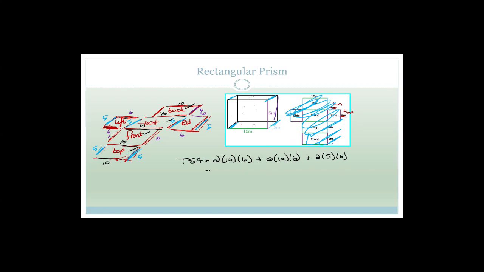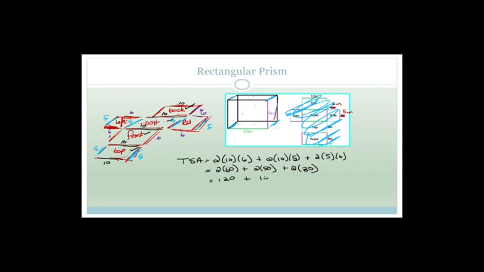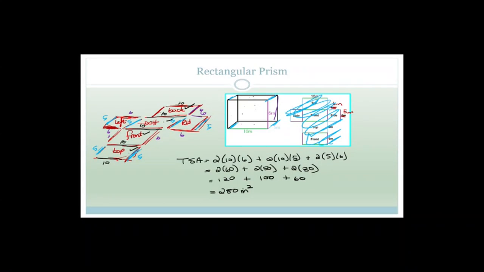That's what we're doing here, which in this case would be 2 times 60 plus 2 times 50 plus 2 times 30, which is going to be 120 plus 100 plus 60. That's 220, that's 280. So it's 280, and this is meters squared. That's the total surface area. Okay, so in other words, if I said to you what amount of material am I going to need to make this prism? I would need 280 square meters of material. That's what I need.